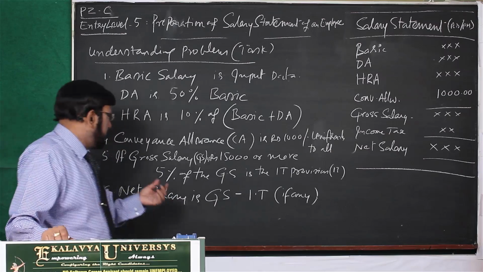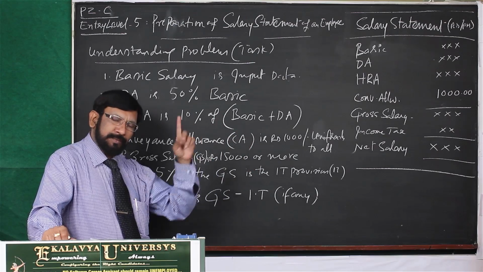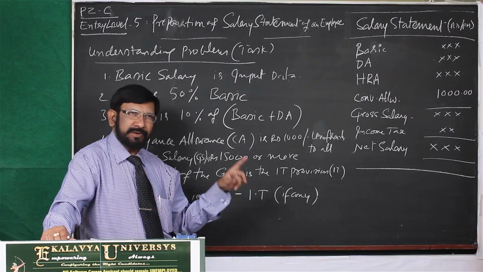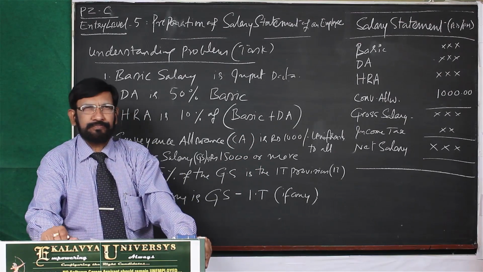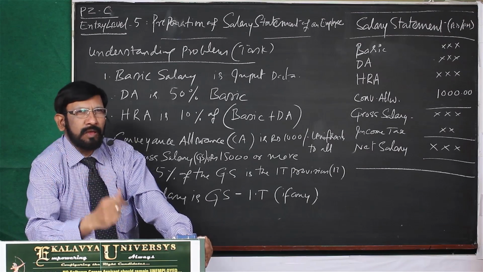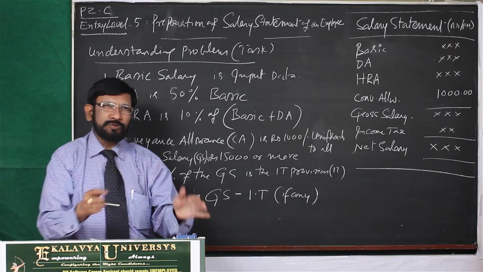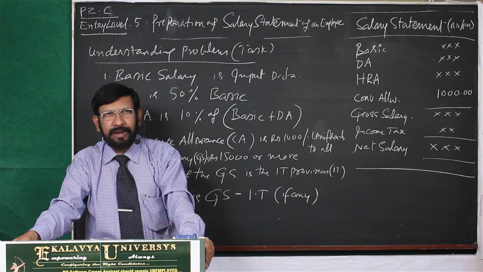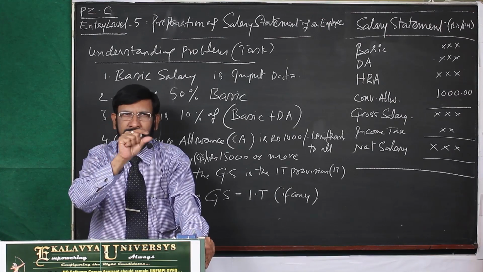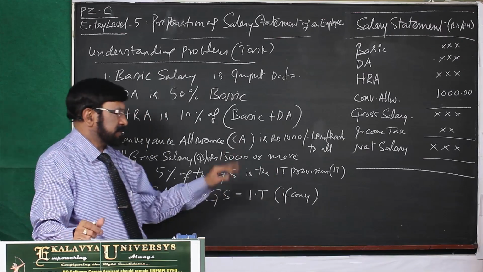Thereafter, if gross salary is 15,000 or more per month, 5% of the gross salary is deducted as income tax provision. The provision is accumulated. At the end of that, income tax is paid from the accumulated income tax provision. Simply call it as IT, income tax.